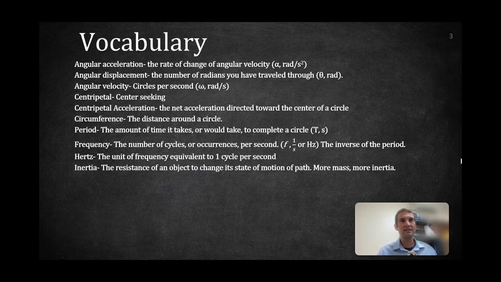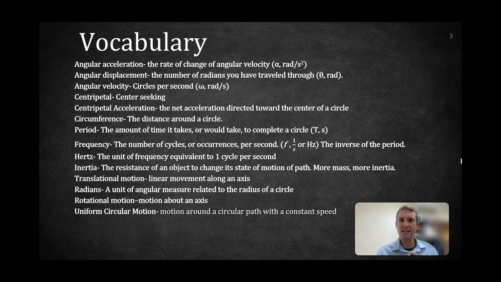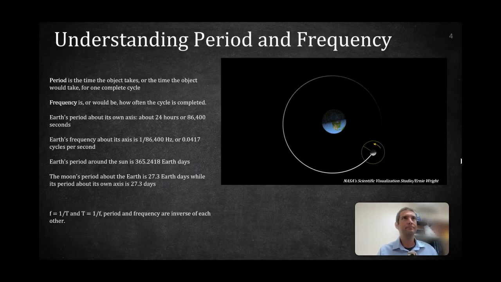Inertia is the resistance of an object to change its state of motion or path. More mass, more inertia. Translational motion is linear movement along an axis. Radians are a unit of angular measure related to the radius of a circle. Rotational motion is motion about an axis. And when I say about an axis, I mean around an axis. Uniform circular motion is motion around a circular path with a constant speed.